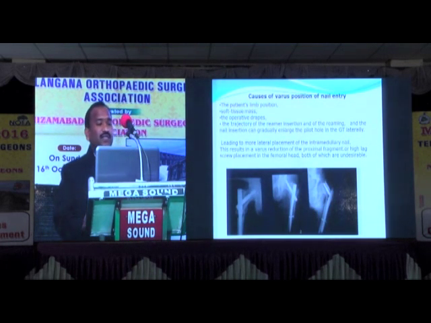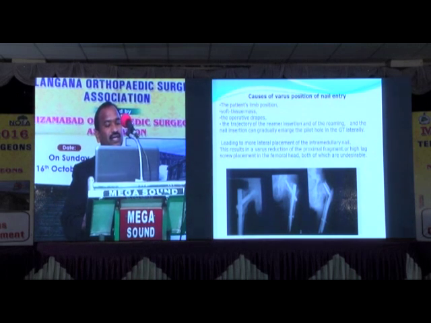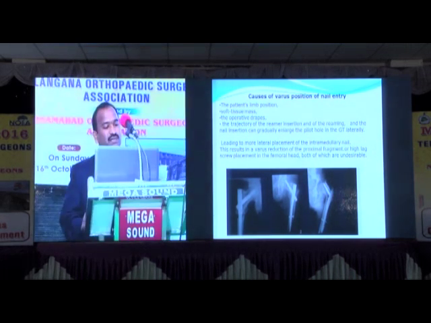The causes of varus position in nail entry are patient limb position, soft tissue mass, operative drapes, and the trajectory of the reamer. During reaming, the hole in the lateral aspect of the greater trochanter gradually enlarges, which leads to varus malpositioning, and high loads are then placed on it, leading to failure of the implant.